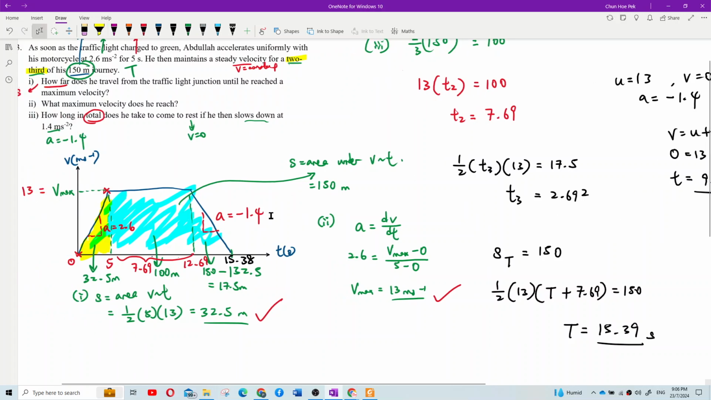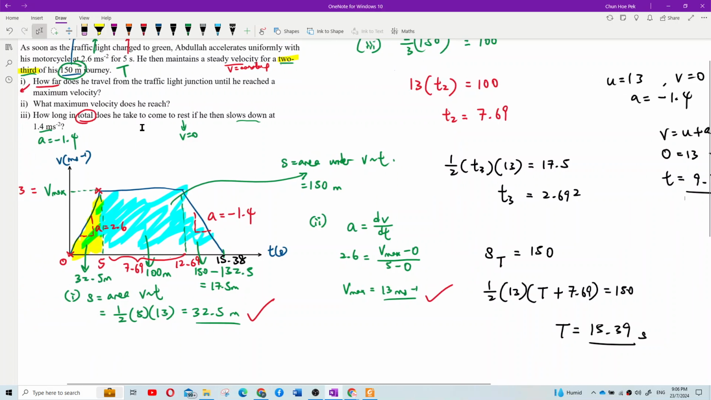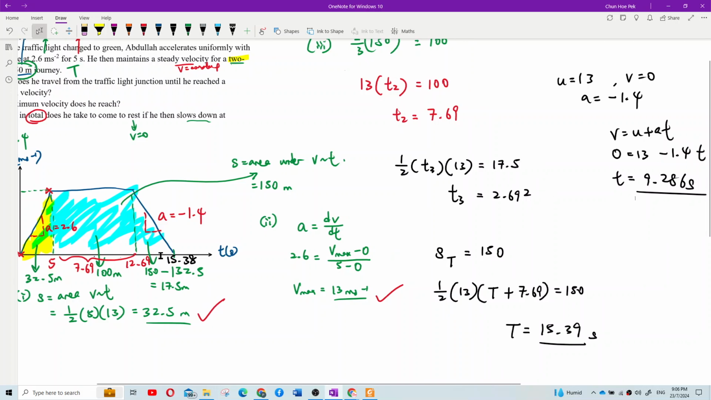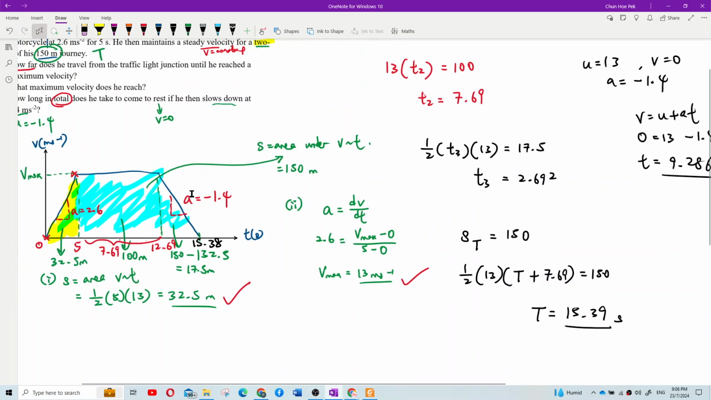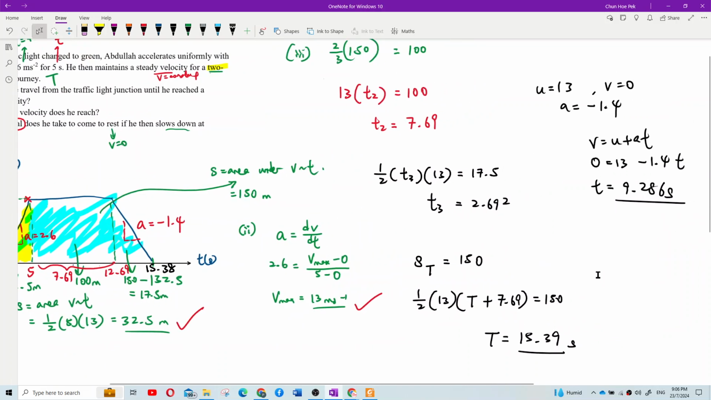Okay, 9.286. How come 9.286? Initial become zero, slow down, come to rest. So this time become 9.286 is not possible. Class, this question got problems. I'm so sorry lah. This question got problems, because it doesn't make sense lah. It doesn't make sense to have negative 1.4, this acceleration.